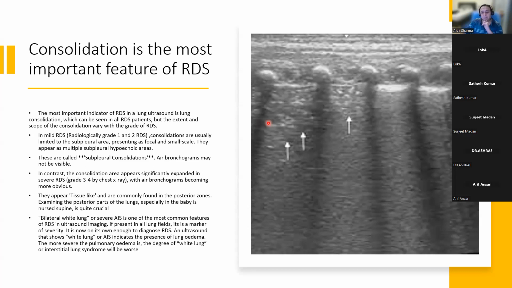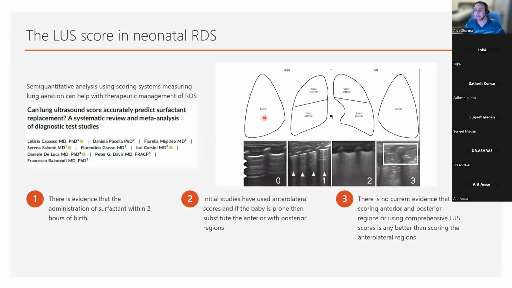The argument for not doing a comprehensive scan will be that almost all these babies will already be on antibiotics. So the question is, will it really change your management? I leave that for you to develop your own acumen for as you become more experienced. But what and how do we do lung ultrasound scores?